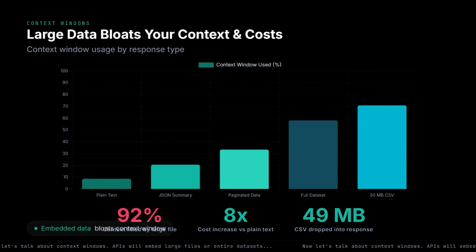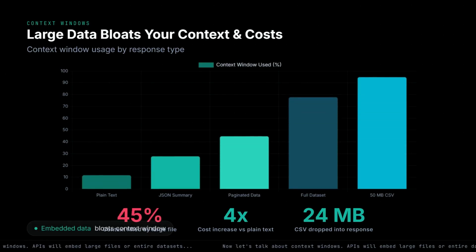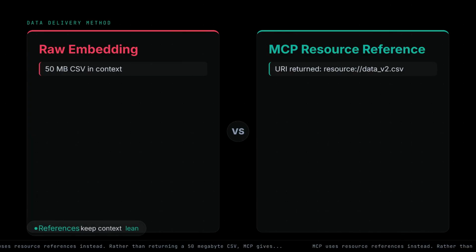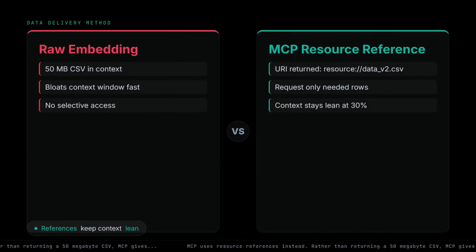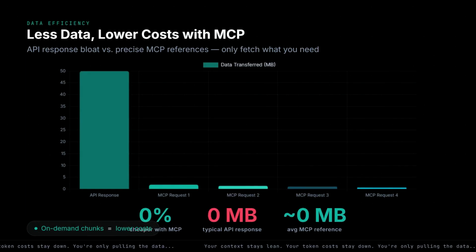Now let's talk about context windows. APIs will embed large files or entire datasets in responses, loading your context window and your costs. MCP uses resource references instead. Rather than returning a 50 megabyte CSV, MCP gives the AI a URI and lets it request specific rows or aggregates on demand. Your context stays lean. Your token costs stay down. You're only pulling the data you actually need, when you need it.